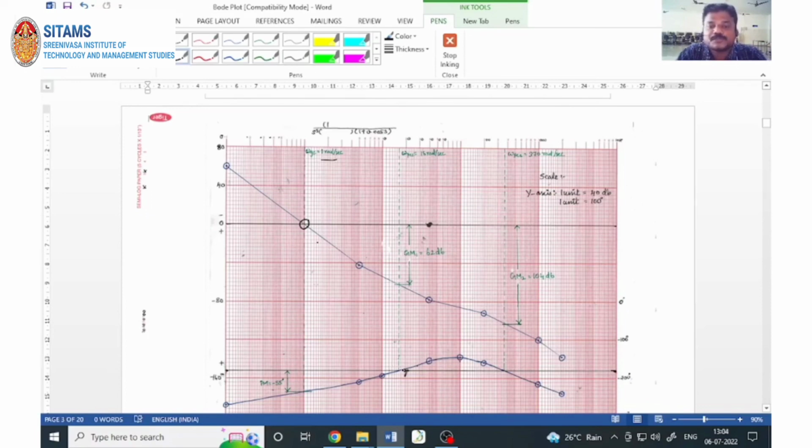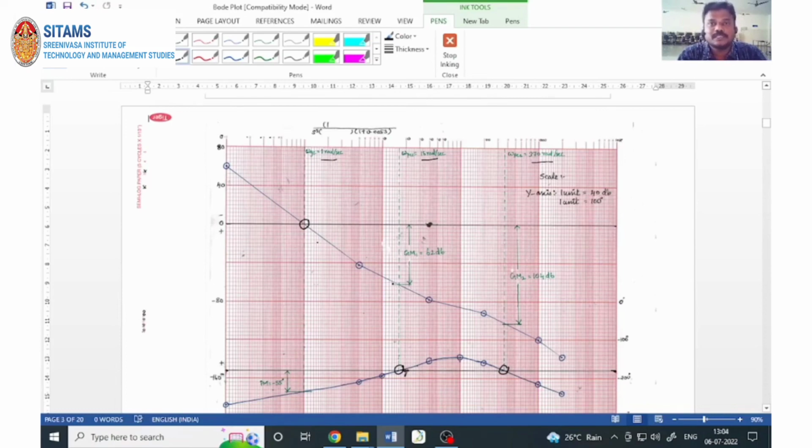Similarly, you can see the phase plot cuts the minus 180 degree line at 2 points. The first point is here and the second point is right over here. So there are 2 phase crossover frequencies. Phase crossover frequency is nothing but the frequency at which the phase plot cuts the minus 180 degree line. So at 2 points. The first point it cuts at 16 radian per second. The second it cuts at 370 radian per second. So 2 phase crossover frequencies and 1 gain crossover frequency.